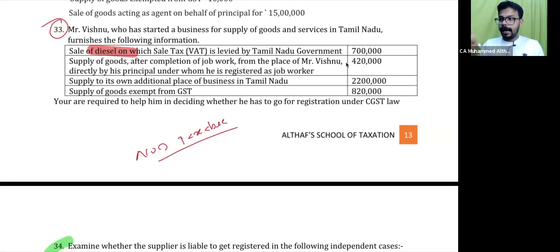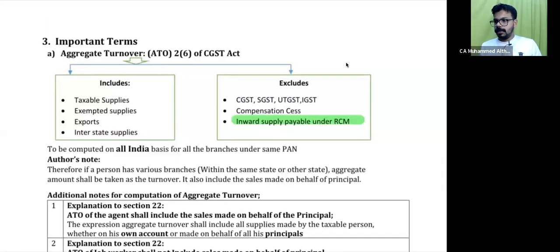So do we add non-taxable supply in aggregate turnover? That is my question. Here in aggregate turnover, they are asking taxable supply, exempted supply, export and industry. That's it. There is nothing about the non-taxable supply. So shall we add diesel here? That is a question. Everybody, tell me.